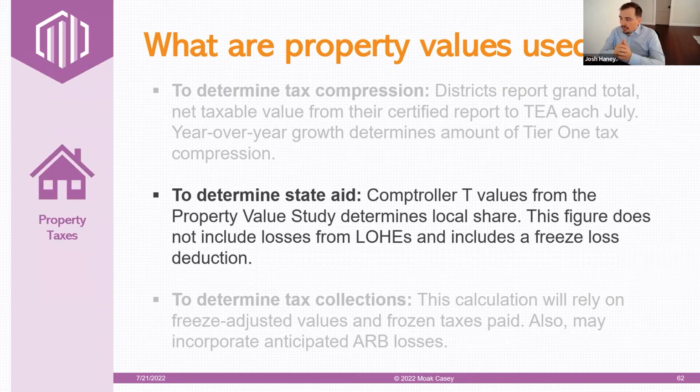And so the controller does a couple of things differently with their T value calculations when compared to your CAD. The controller, for T2 purposes, does not care about any local optional homestead exemption you may have passed. That doesn't get factored in to your T2, okay? And then they also do a little bit of a different treatment on frozen values. We talked a little bit about this at FAC, I think back in May, maybe in the April one, so some of these calculations will look familiar, but I'll go through where exactly on your report you can find them and what information you'll need.